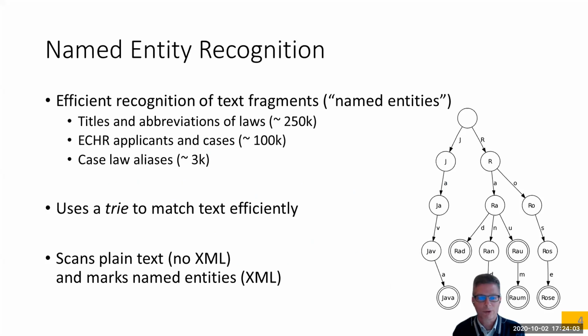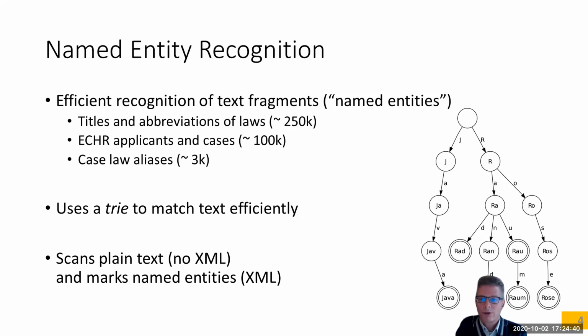This is basically what it does, and in order to recognize pieces of text, the link extractor uses two different algorithms. The first is named entity recognition. Named entities are fixed pieces of text that represent an entity in the real world. For instance, in the link extractor, we have titles and abbreviations of laws. We have applicants and case names for the European Court of Human Rights, and we have case law aliases. And altogether, there are more than 350,000 of these named entities, which we must recognize.